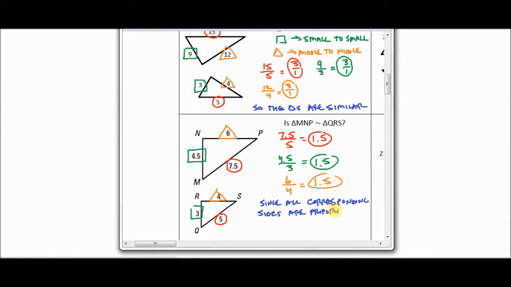notice we don't have to check any angles in this case. If all three sides are proportional based on the side theorem, then triangle MNP is similar to triangle QRS. So, all sides are proportional. We know the two triangles are similar, and that means the corresponding interior angles must also be congruent. So there are a couple of examples of how to use side, side, side to prove similarity. In the next video, we'll do the right side of this page, side, angle, side similarity.